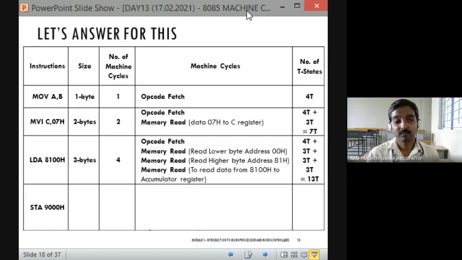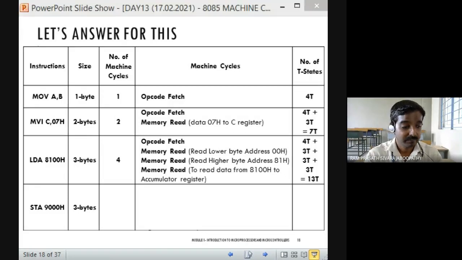What about STA? STA instruction is 3 bytes. Correct? Since LDA is 4 machine cycles, can we say STA is also 4 machine cycles? Yes or no? What about the number of machine cycles in the STA instruction? STA 9000H. Fine. 32H, 00H, 90H.